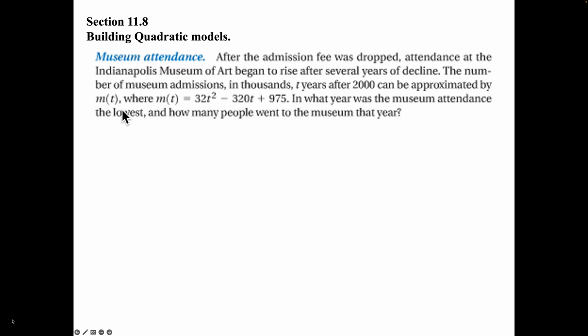So here we need to find t, and then we find m of t or the y. You're looking for the vertex. Now, because it said that the museum's admissions in thousands, whatever you find for that y value, or m of t, you must multiply it by 1,000.